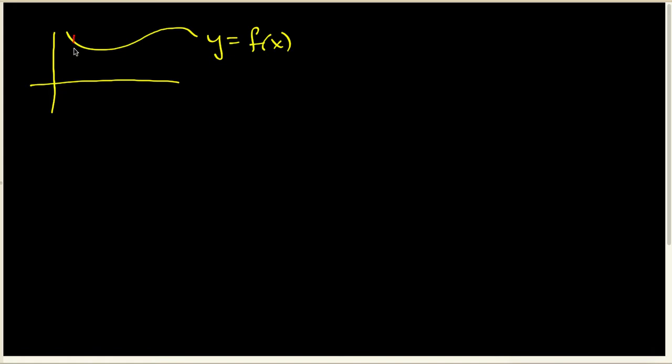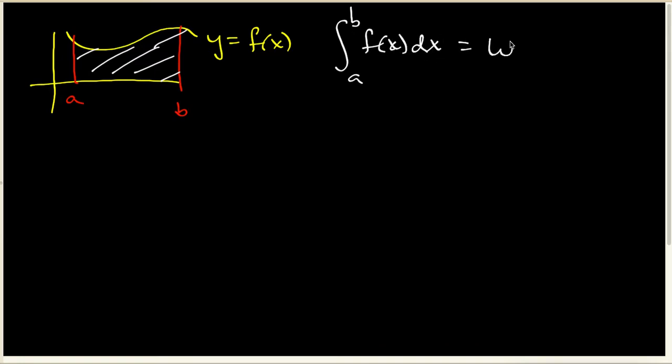The next particular property is one that allows us to break an integral up. So I'm going to actually draw a region. And here is my function y is equal to f of x. And we'll make a here, and we'll make b over here. And this particular piece of area that I've shaded in white is given by the integral from a to b of f of x dx. That's equal to what I'm going to call the white area.